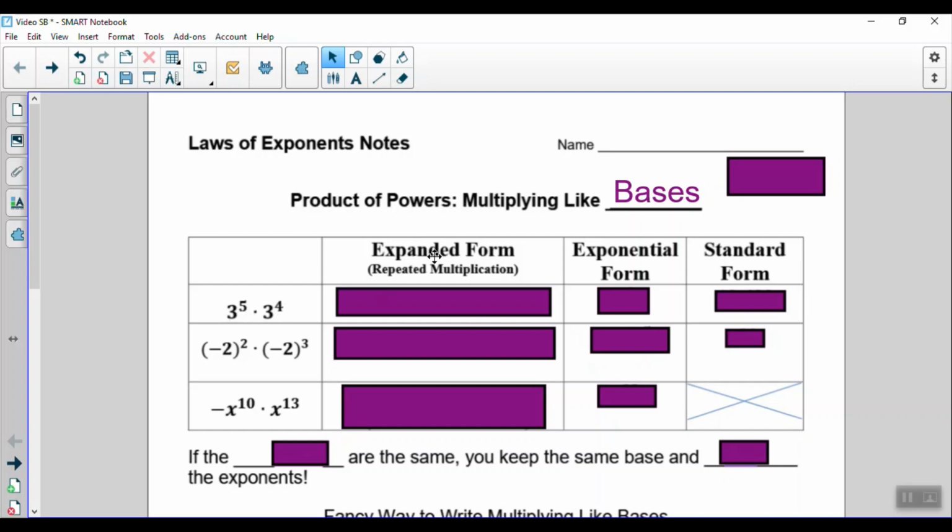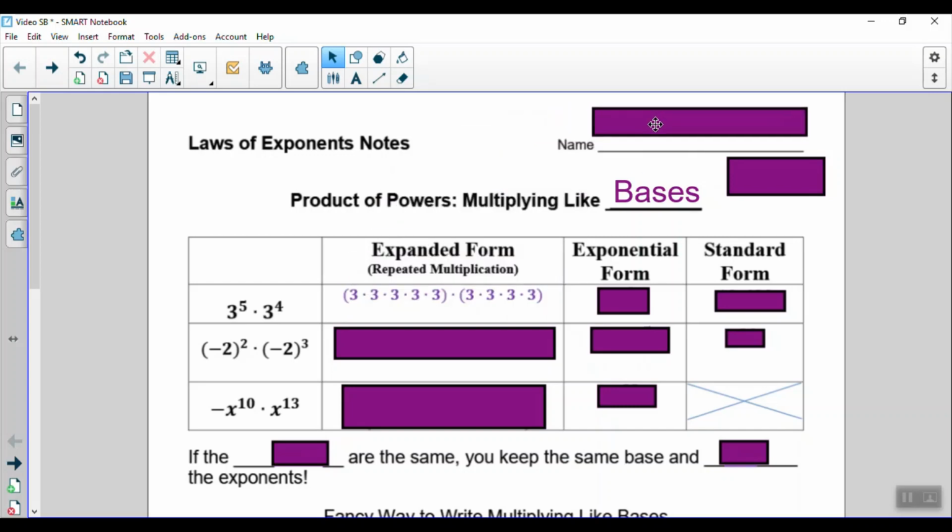So expanded form is the first thing we're going to write out. Expanded form is kind of annoying, but it shows you all the multiplication that would be written out if we were to write this fully. So 3 to the 5th is 3 times 3 times 3 times 3 times 3, 5 times. And 3 to the 4th is 3 times 3 times 3 times 3, 4 times. So all of this multiplied out is just written completely separated. In exponential form, if we're multiplying 3 five times and then 3 four times, all together we're multiplying 3 to the 9th power. We have 9 3's here.